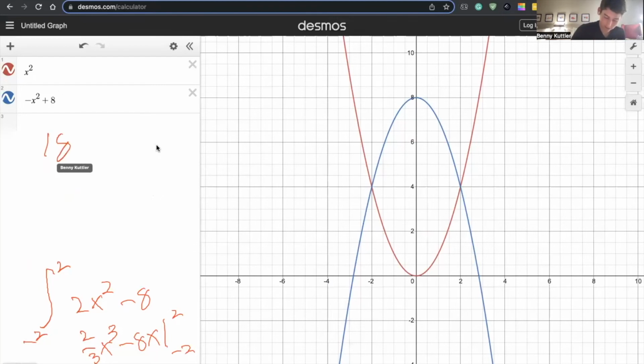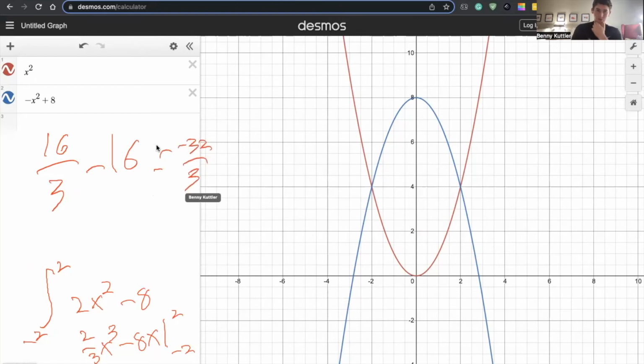18. No, not 18 over 3. 16 over 3. 8 times 2, 16 over 3 minus 16. So that's going to be 48 over 3. So negative 32 over 3. You'd get that by doing a common denominator.